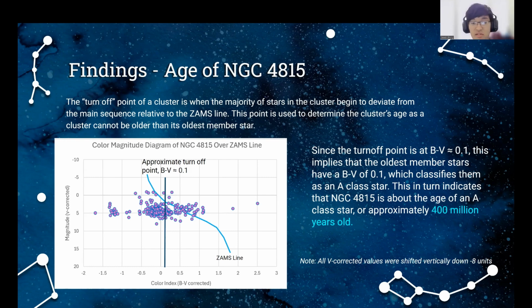Since the turnoff point is at a B minus V of approximately 0.1, this implies that the oldest member stars have a B minus V of 0.1, which classifies them as A-class stars. This in turn indicates that NGC 4815 is about the age of an A-class star, or about 400 million years old. And please note that all V corrected values were shifted down by 8 units to correlate with the ZAMS line.